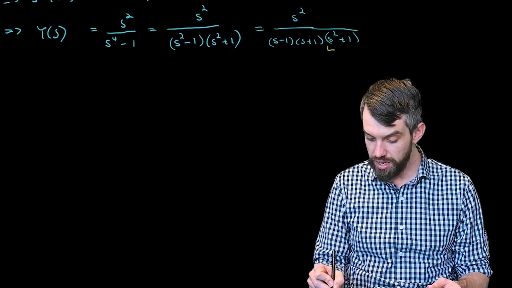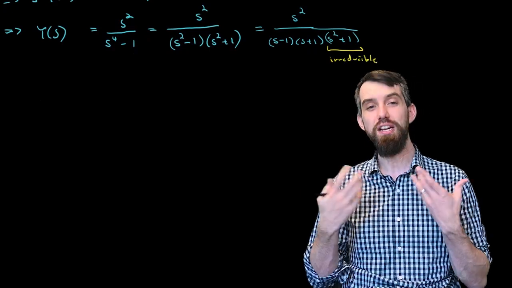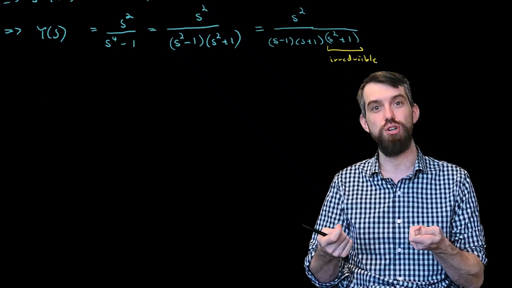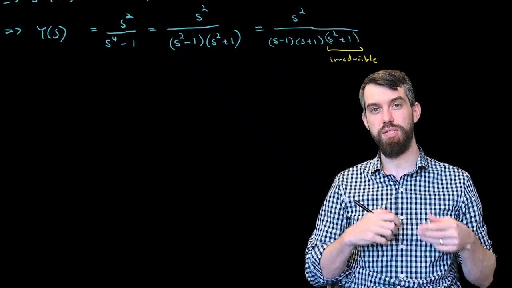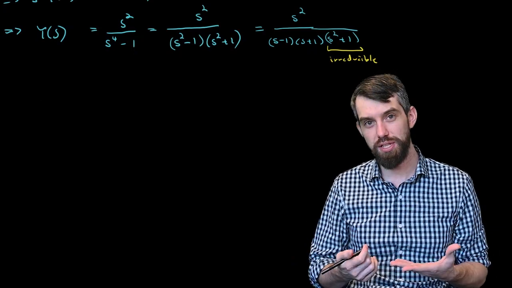This term over here is irreducible. What that means is that if you tried to factor it as the product of two linear terms, you could not do it where those constants in the linear terms were real numbers. Now, this is all lovely, but I still don't know how to do the inverse Laplace transform of this.